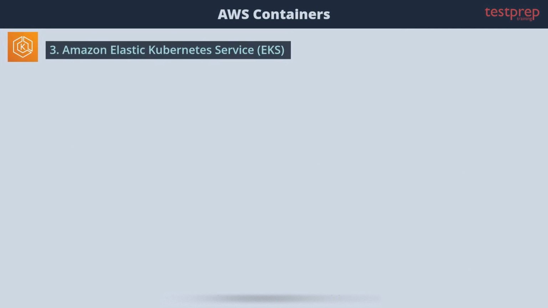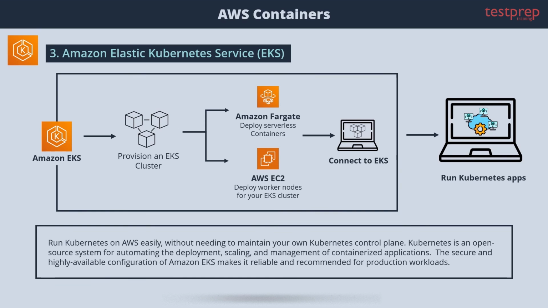Amazon Elastic Kubernetes Service. Run Kubernetes on AWS easily, without needing to maintain your own Kubernetes control plane. Kubernetes is an open-source system for automating the deployment, scaling, and management of containerized applications. The secure and highly available configuration of Amazon EKS makes it reliable and recommended for production workloads.